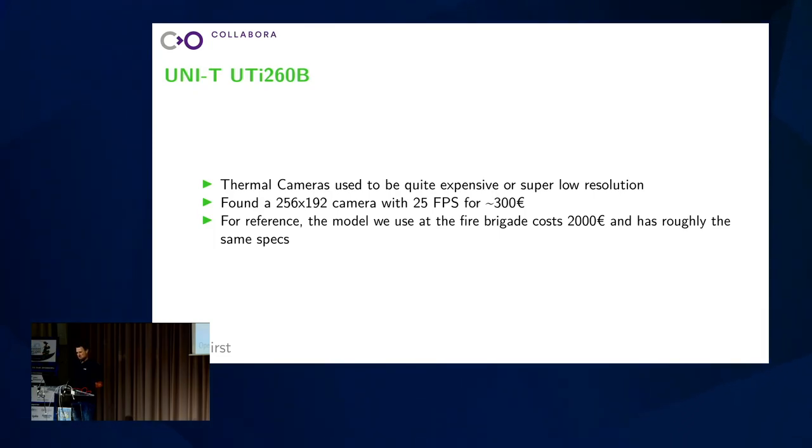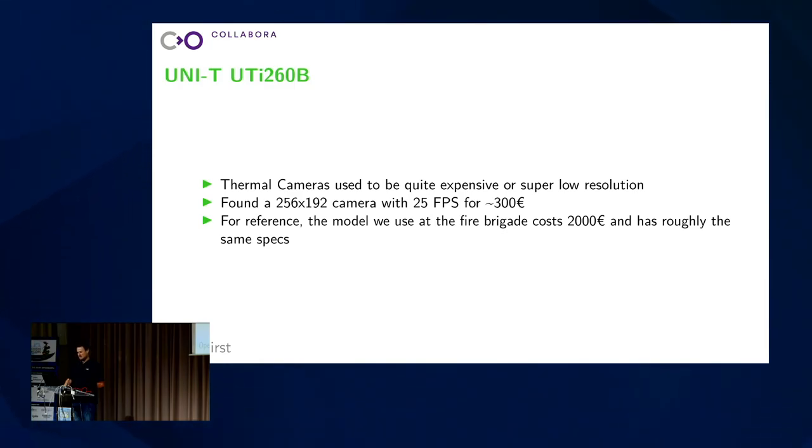But then, about a year ago, I found a quite cheap one from a Chinese vendor, which interestingly does 25 frames per second, so quite a bit more than what is restricted by the US. I didn't look into the details. I suppose one reason is they're not based in the US, so they don't really care. My plan was to just look into it and see what I can do with it, play around.